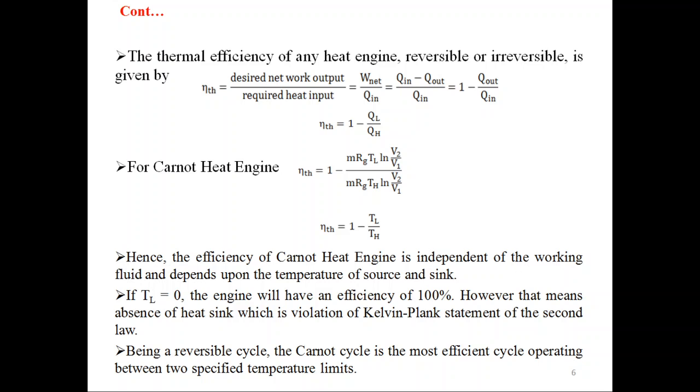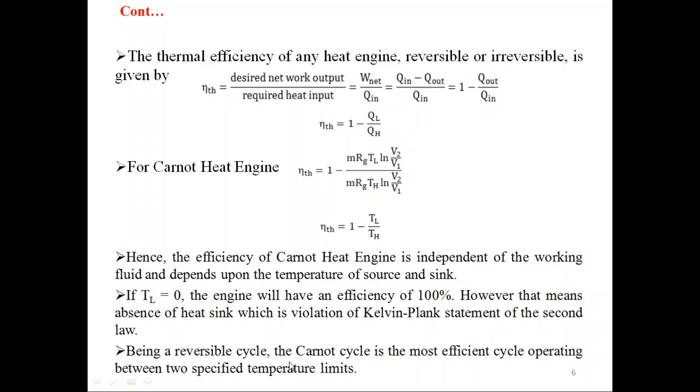Hence, efficiency of Carnot heat engine is independent of working fluid and depends upon the temperature of source and sink. From this equation, it is proved that it is independent of working fluid. It depends only on the temperature of source and sink. If the value of TL is 0, that means efficiency is 1, or we can say efficiency is 100%. However, that means absence of heat sink, which is a violation of the Kelvin-Planck statement of second law, which says that efficiency of heat engine cannot be 100%.